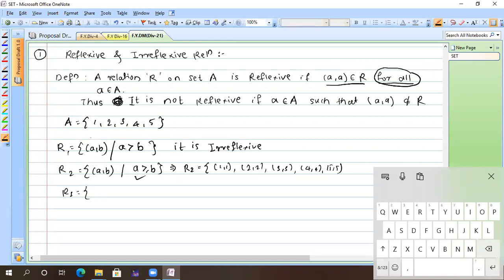Okay. Suppose I have elements (1, 1), (1, 2), and (2, 1).